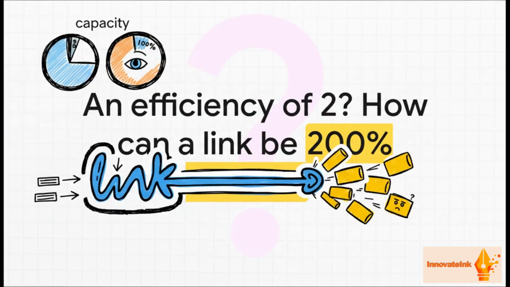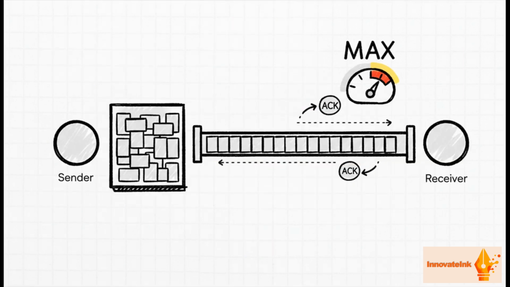Huh. Wait a second. 2? 200% efficient? That can't be right. You can't get more out of a connection than its total capacity. How is that even possible? And you're absolutely right. You can't. A result of 2 doesn't mean it's 200% efficient. What it really means is that the link is running at 100% efficiency.